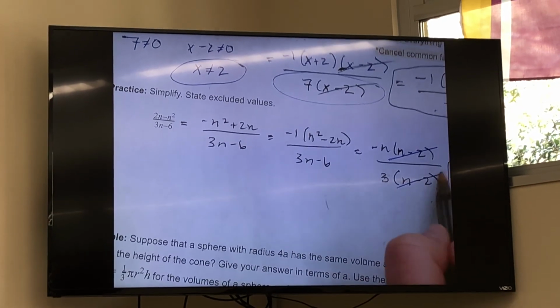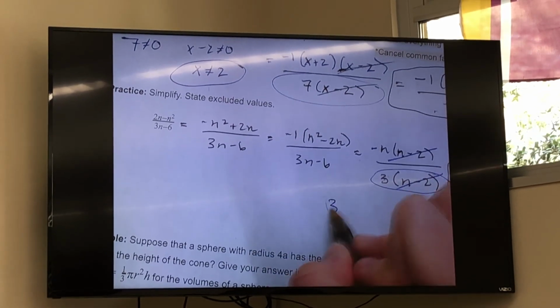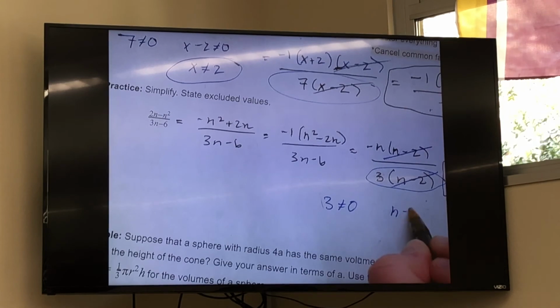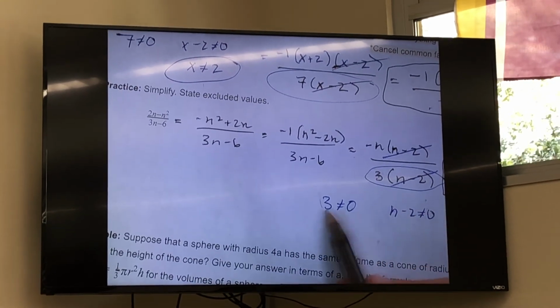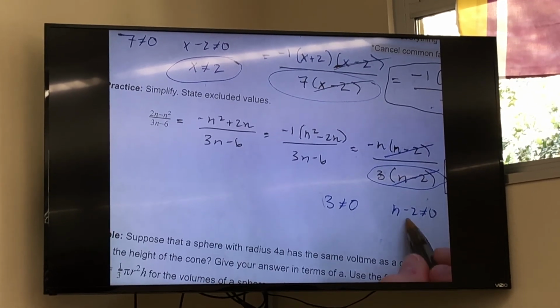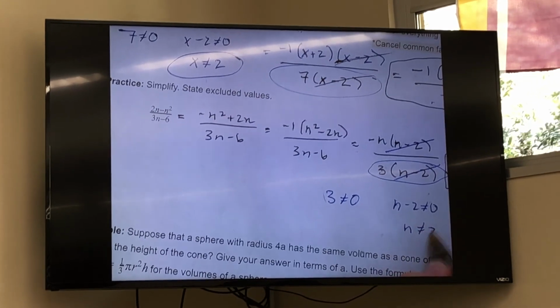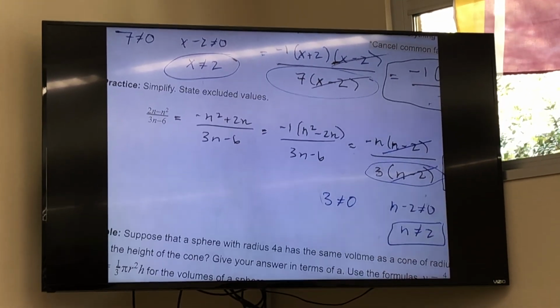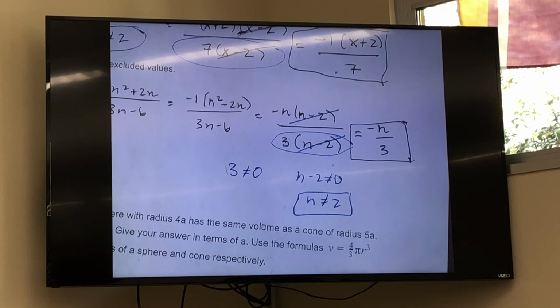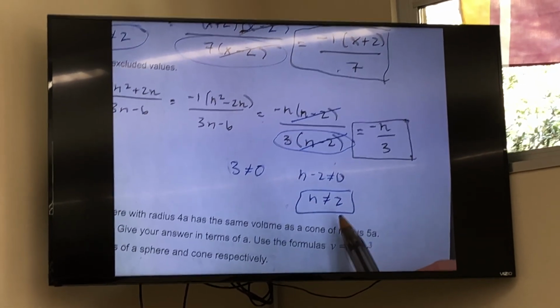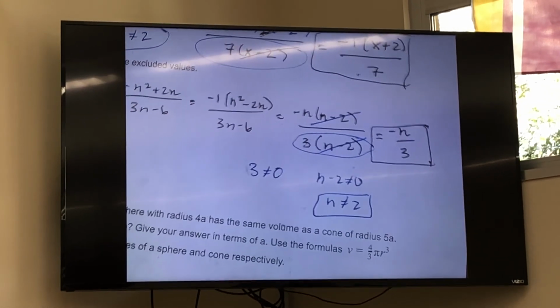Before I canceled, right here, I said each of those not equal to 0. Nothing's going to give me anything with that. That's not telling me anything. And then here I add the 2 over, and n is not equal to 2. Boom. There's my two answers. Simplified and my excluded values. Hopefully you guys got that all on your own.